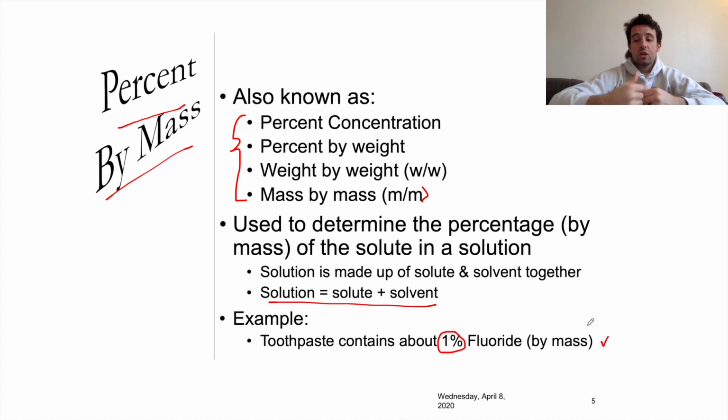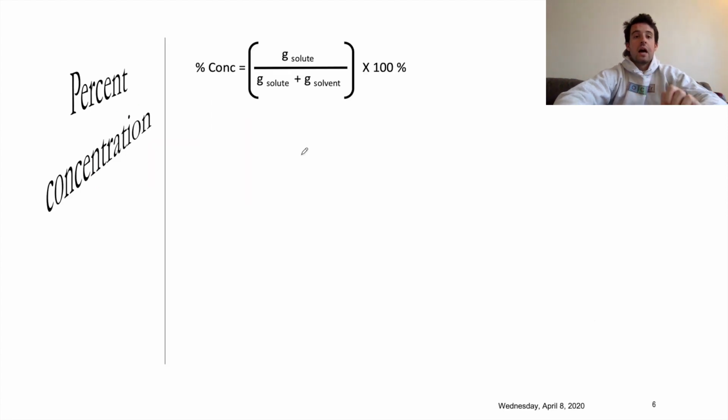Okay, let's get into the equation. This is what you're going to have to feel comfortable manipulating. Now, percent concentration can be written in a couple of ways. Here's one of the formulas. We have percent concentration equals grams of solute divided by grams of solute plus solvent. So right there, that kind of looks like finding a percentage, right? You're taking your grams of solute and dividing it by solute plus solvent.